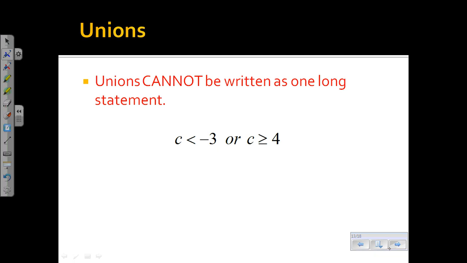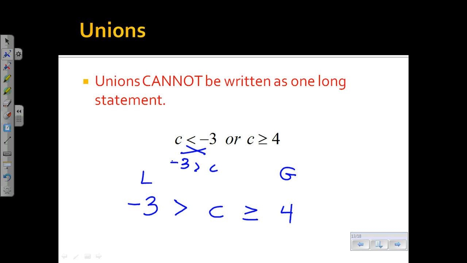Something to remember about unions is that they cannot be written as one long statement. I cannot write this as one statement. Let's see what happens if I try to. Remember, in one long statement, I want it to go from least to greatest. So the least number I see here is -3. But if I want to put that first, I have to switch this around. So this would say -3 is greater than C. And then I would have C is greater than or equal to 4.